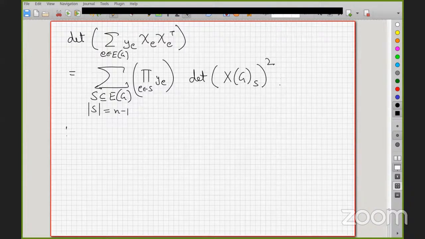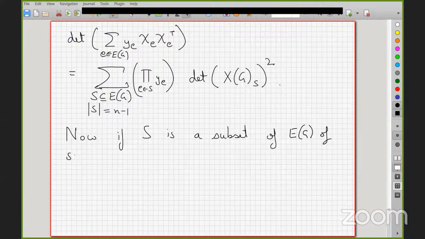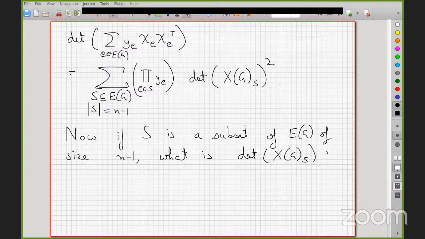So now, if S is a subset of E(G) of size n minus 1, what is this determinant of X_G,S?